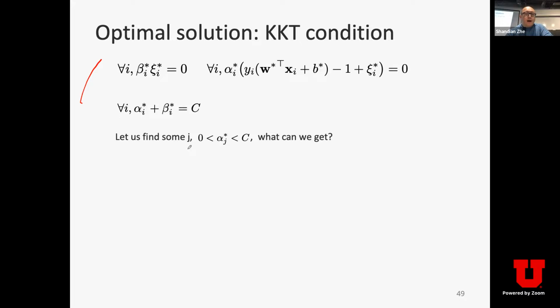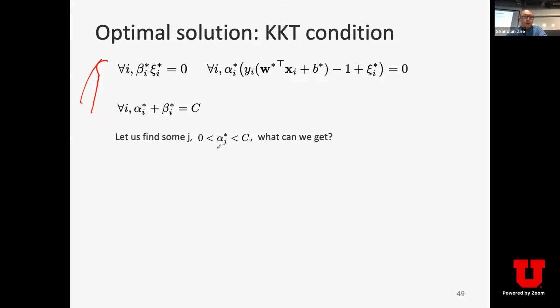Now, let us try to find some example j where the optimal multiplier alpha j star is strictly between 0 and C. Right? Remember, when we're solving the dual form, we only get the optimal alpha j's, right? I just look for those alpha j's, and find one whose value is right between 0 and C. That means it doesn't equal 0, it doesn't equal C. It's right between 0 and C. And let's see, according to those results, what can we get, right?